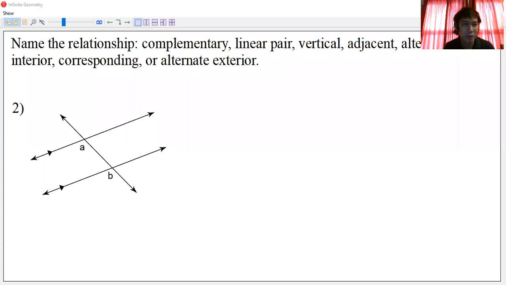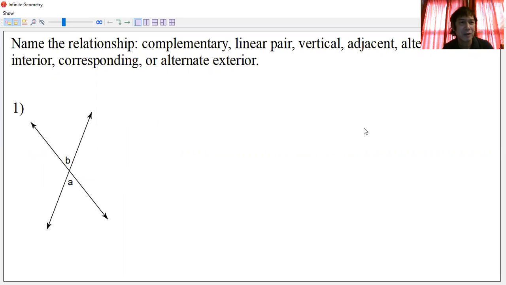All right, let's start with the first number. Okay, and let's have the instruction. Name the relationship: complementary angles, linear pair, vertical, adjacent, alternate interior angles, corresponding angles, or alternate exterior angles. Now, if you were able to read the note that I sent in the Google Classroom, then you were able to see at least the definitions of these. Now, I'm going to do some explanation as we go along.